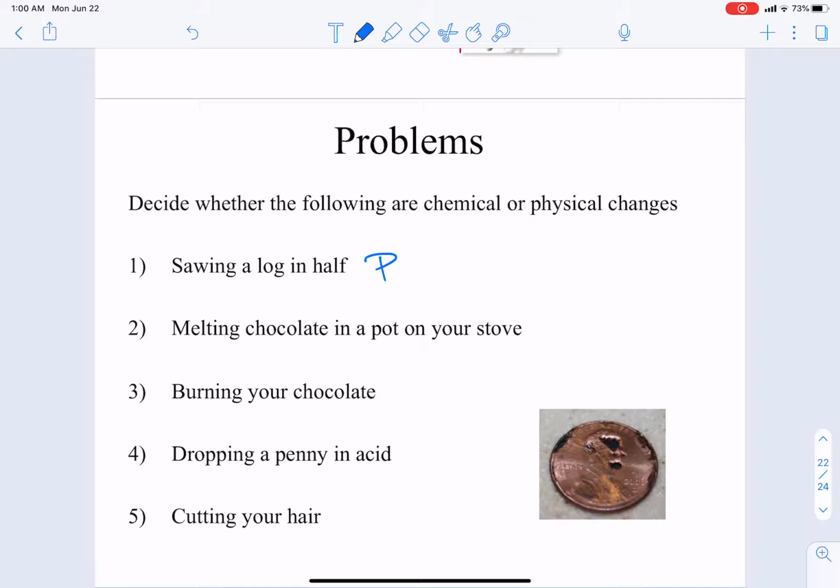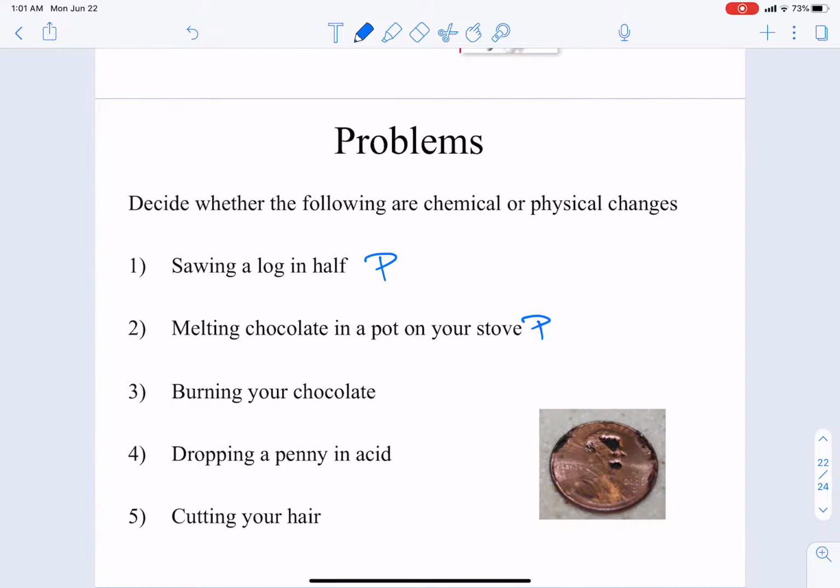All right, so melting chocolate in a pot on your stove. Do you have chocolate before and after? Yes, you have the same substance. You have solid chocolate or you have liquid chocolate. So you're not changing it to a different substance. So this is what kind of change? This is a physical change.